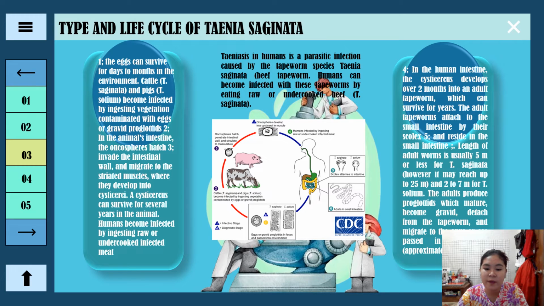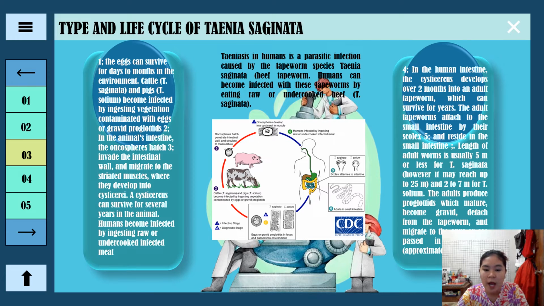Number 5, it resides in the small intestine. And number 6, the length of adult worms is usually 5 meters or less for T.